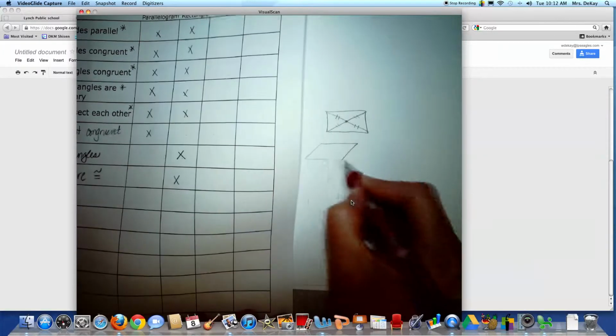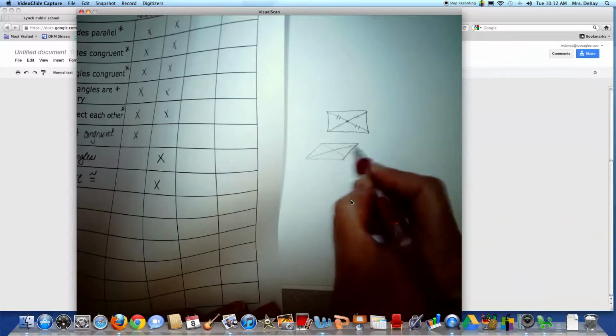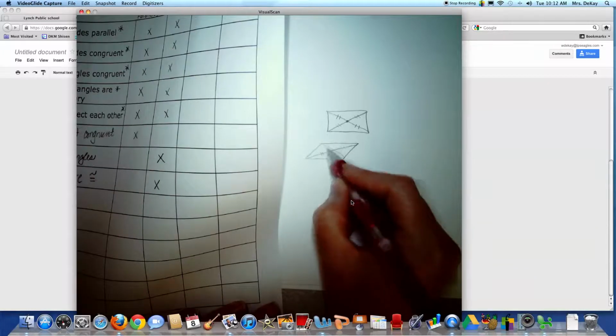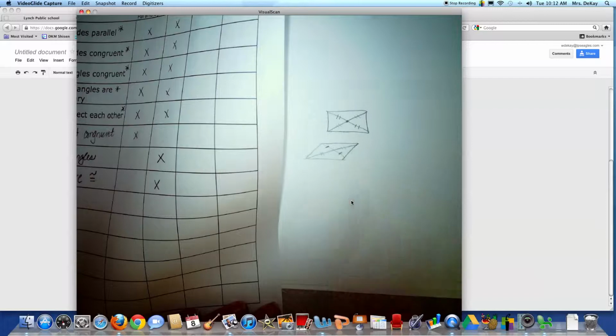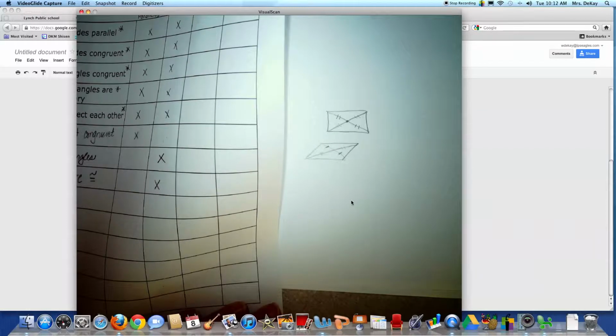Remember when we marked those, we marked this piece was congruent to this piece, but this piece and this piece are congruent to each other, but all 4 of them are not the same. Does that make sense? Yes? Okay.